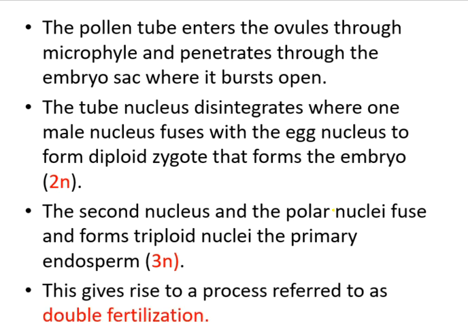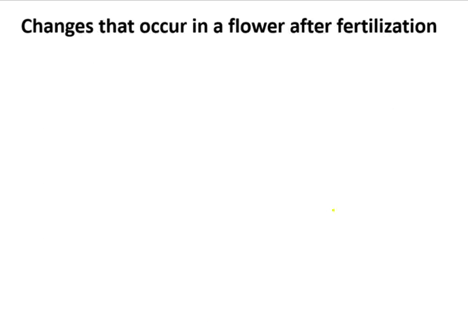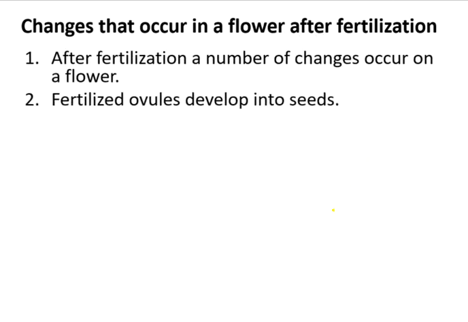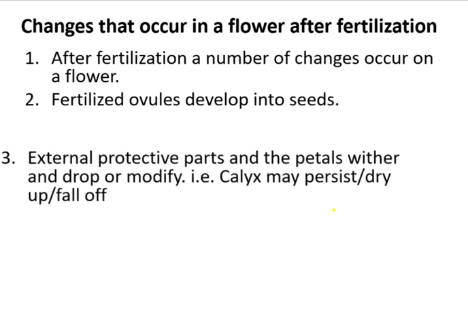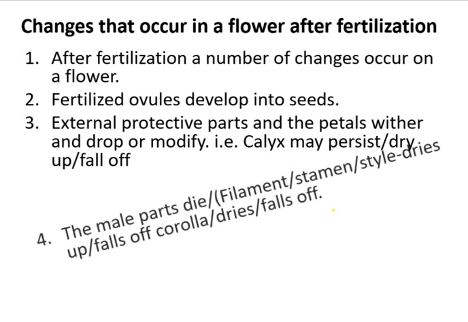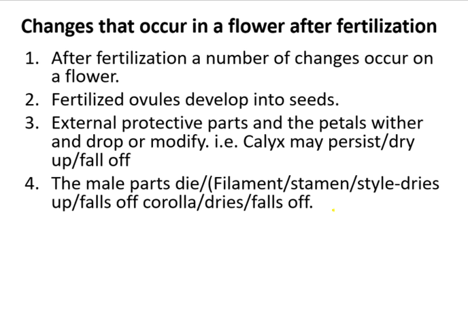Let's look at the changes that occur in a flower after fertilization. Number one, fertilized ovules will develop into seeds. Then the external protective parts and the petals wither and drop. The calyx sometimes may persist or dry up or fall off. Then also the male parts like the stamen, filament and style will dry up. Also the corolla will dry and fall off.